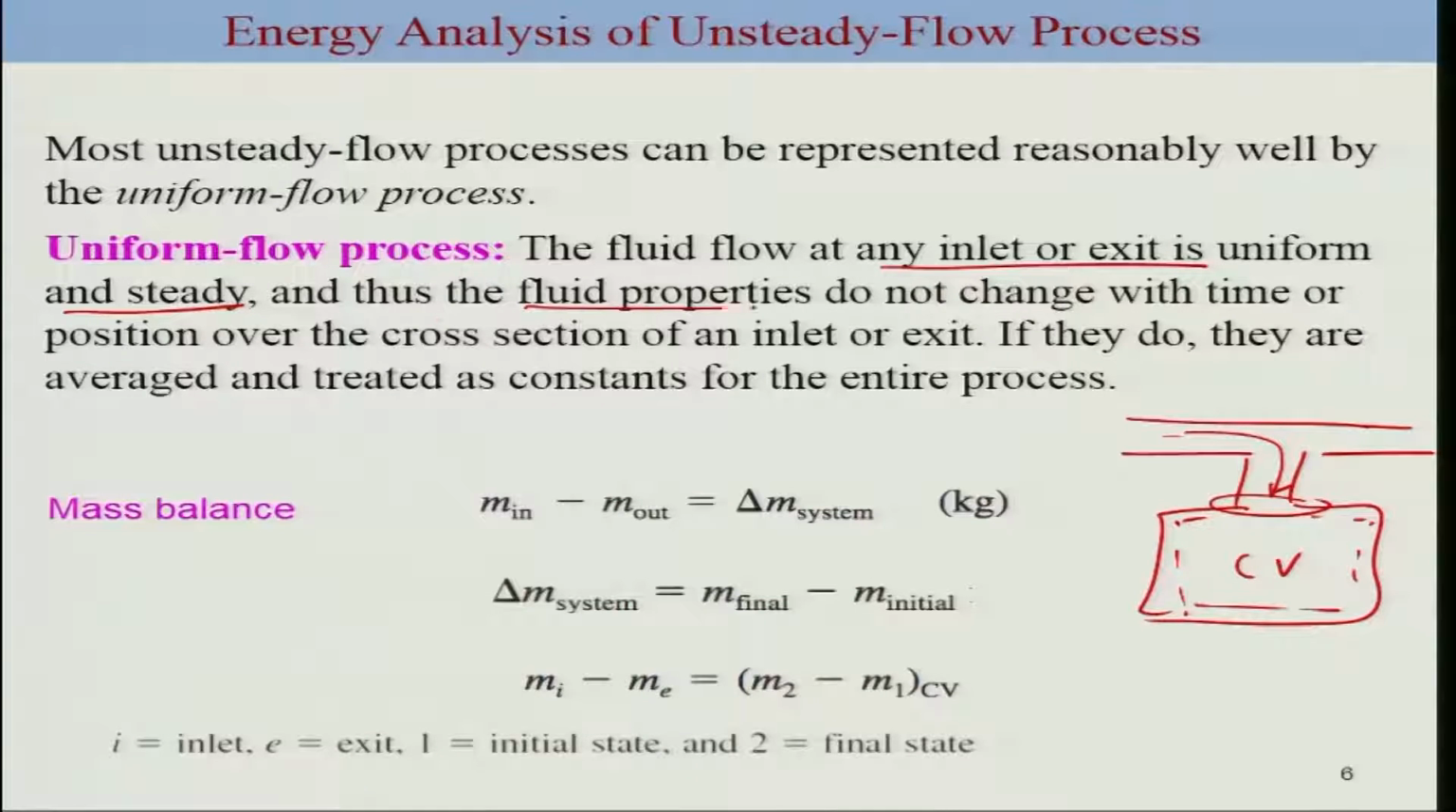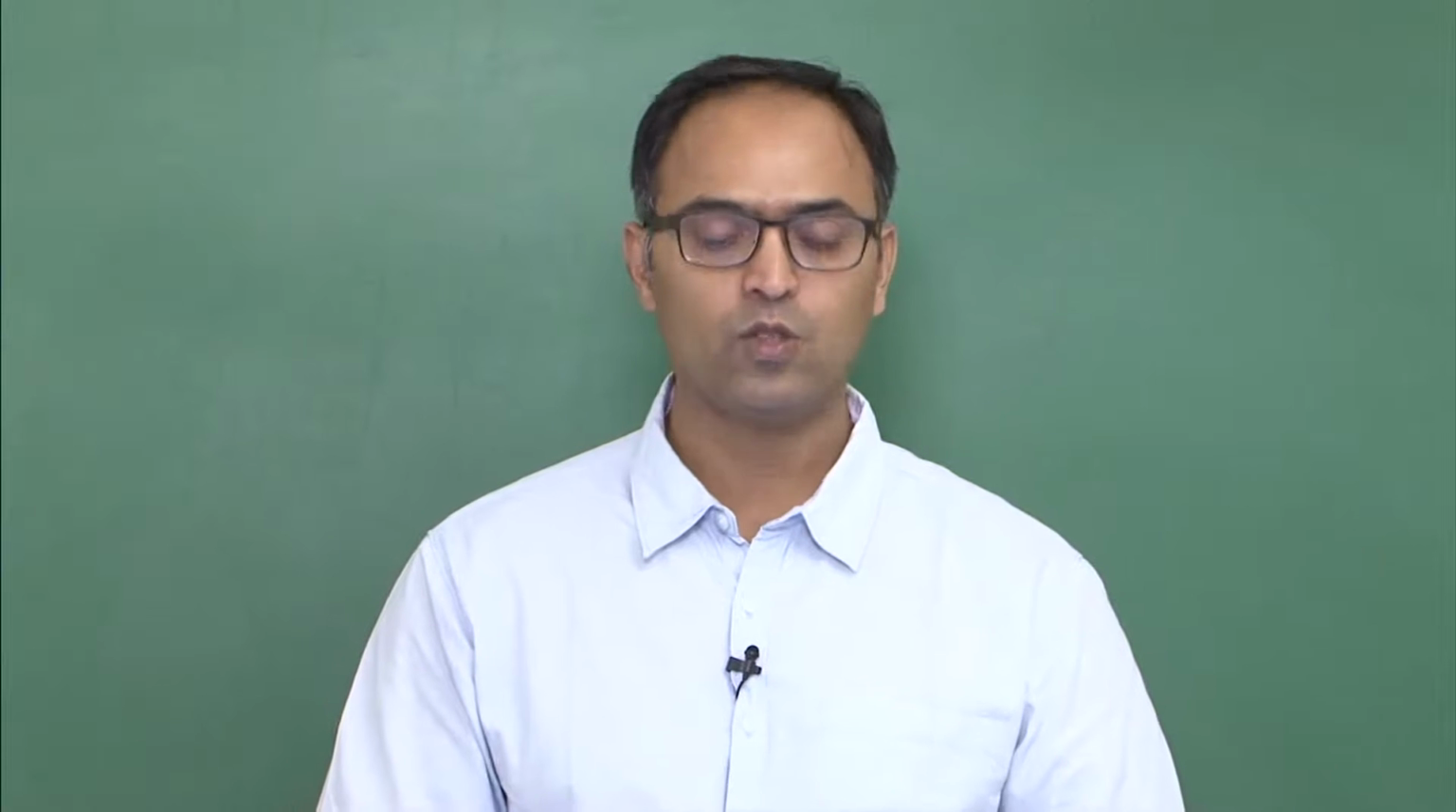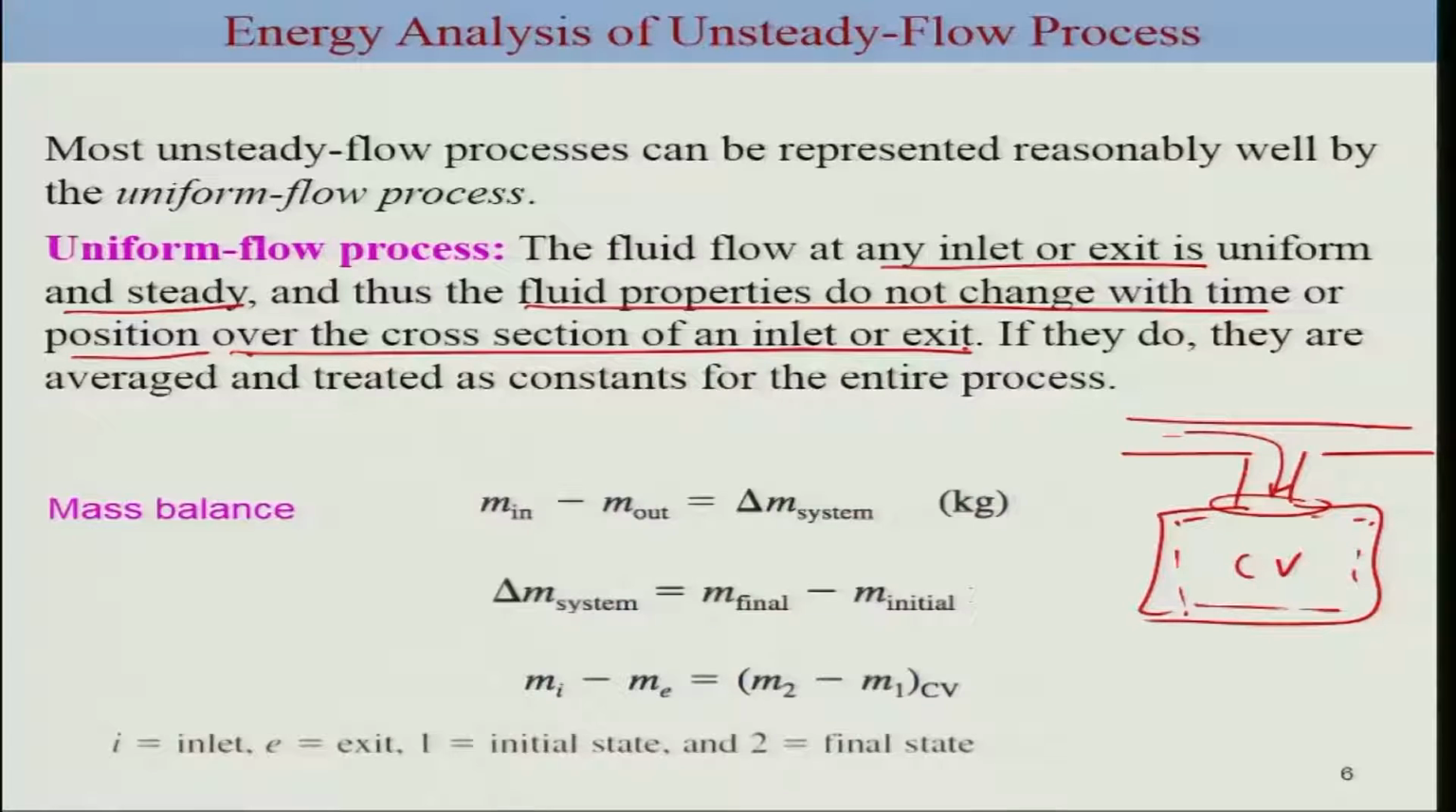So the fluid properties do not change with time or position over the cross section of an inlet and exit. This is an approximation as far as the uniform flow process is concerned; in practice the temperature and other conditions may change across the cross section. So what we are going to do is take an average value for such a condition. If the properties do change, we treat them as an average and as a constant for the entire process for our analysis.